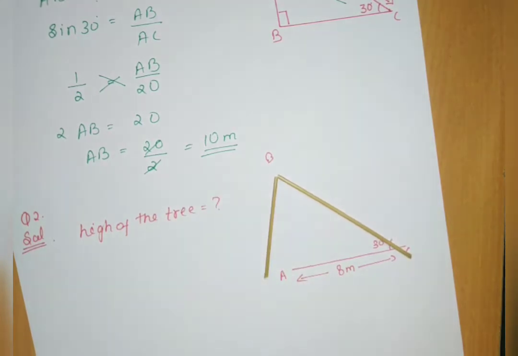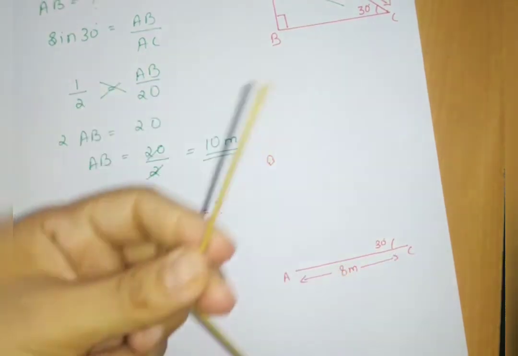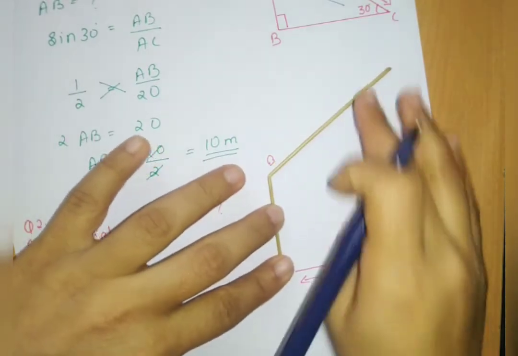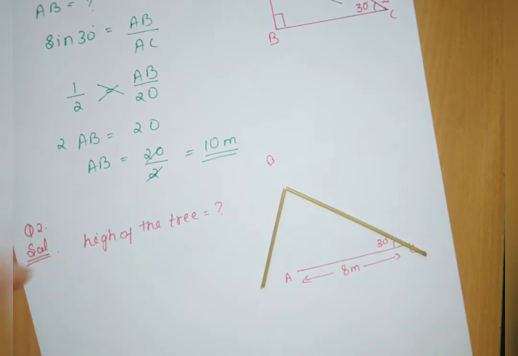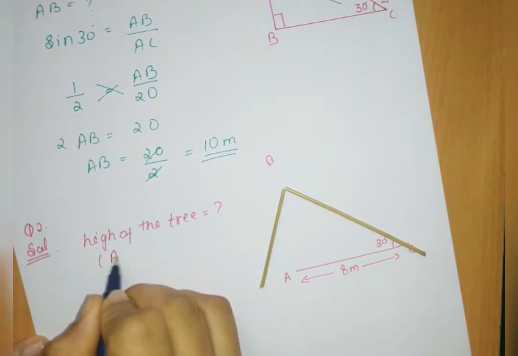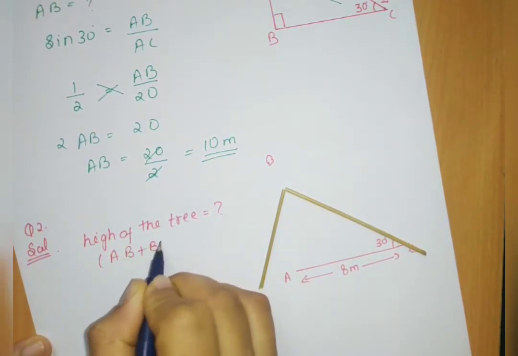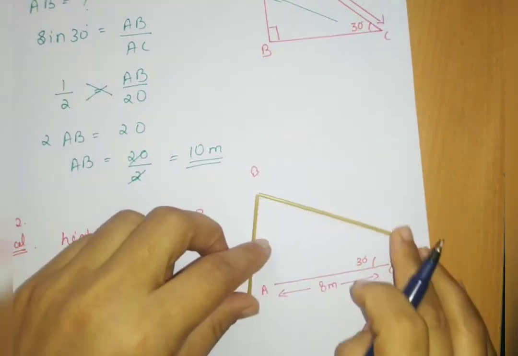This one I have to find out. Okay, now see, this is the full tree, correct? Now the tree bends. That means what? AB and BC, if we combine, it becomes a full tree. So basically I want to find out AB plus BC. This one I want to know.